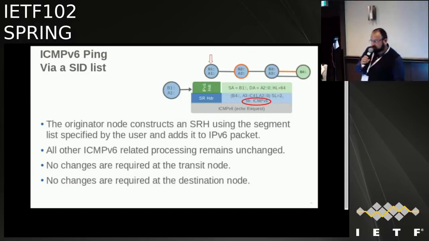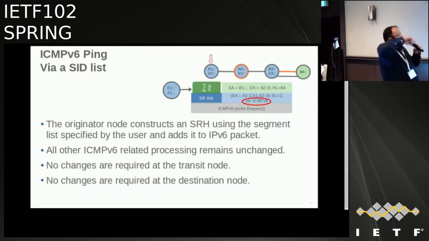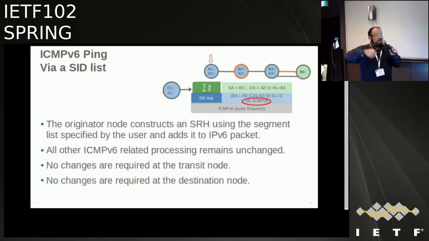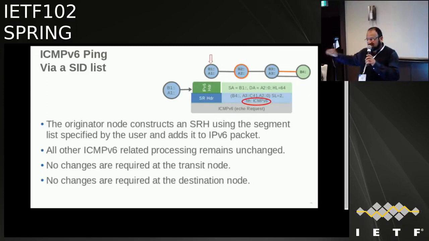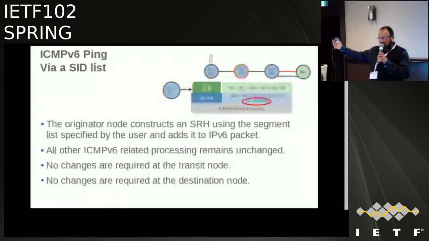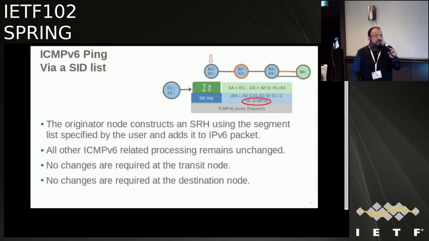So this is just an example where we are pinging an IPv6 address B4, which is on the node on that side, and the ping is happening from B1, but the problem statement is that you want to do that ping via a SID list. The answer is very simple. The node who wants to do it can create an SRH with the SID list, encode it, and ship this packet out. Any node that is not SRv6 capable will have no change in processing this message. It's a classic IPv6 ICMP packet, and the egress, which in this case happens to be the classic node, will respond. So no change is required at the transit node or at the destination node, but the SRv6 capable source node that wants to take the packet over a traffic engineering path can encode that information in the SRH. Next slide, please.